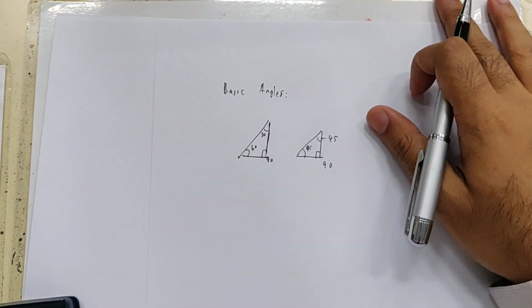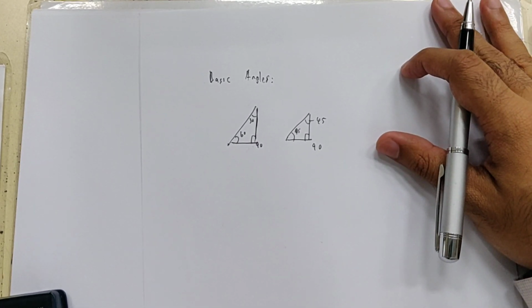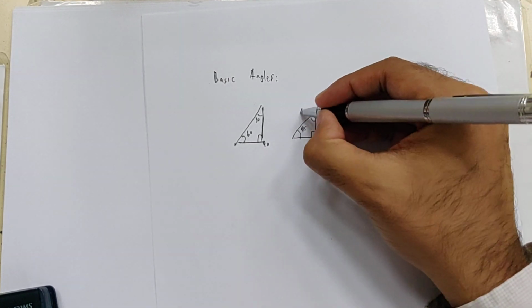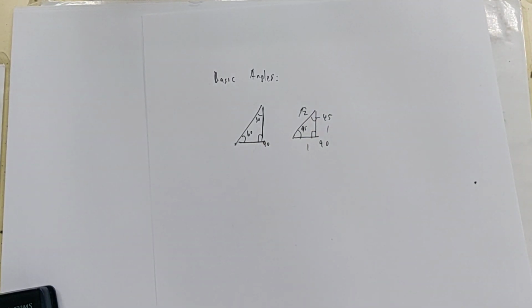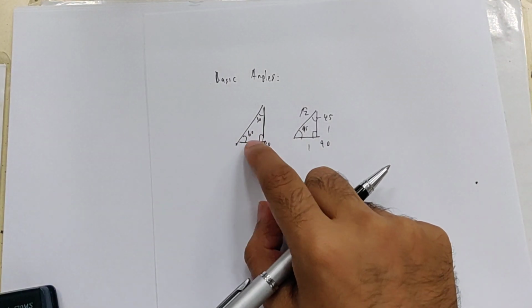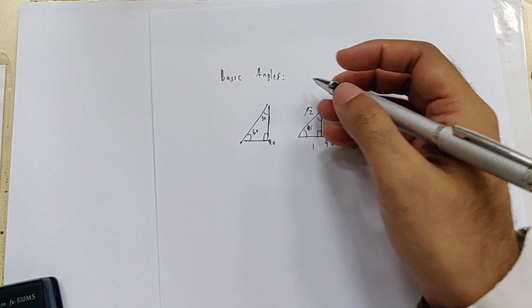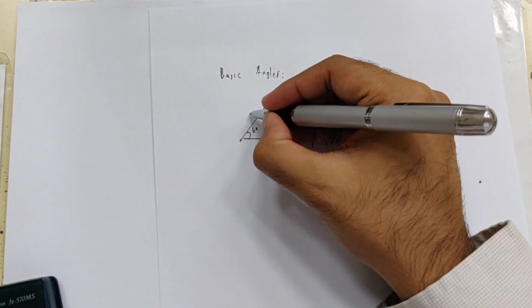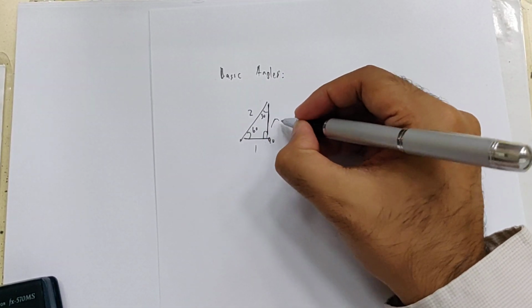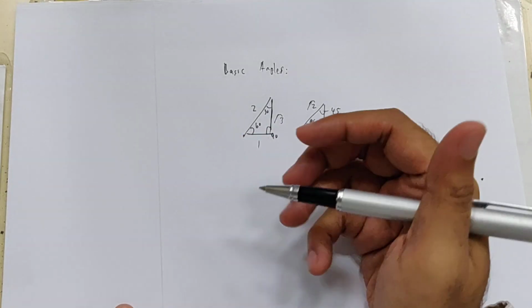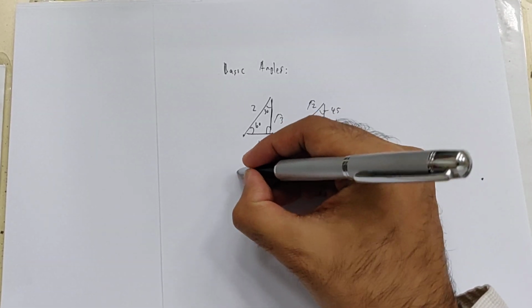And what do we know about the length? This is 1, 1/2. And what about this one? This one is 1, 2/3. Okay, so what if I ask you what is sine 60?